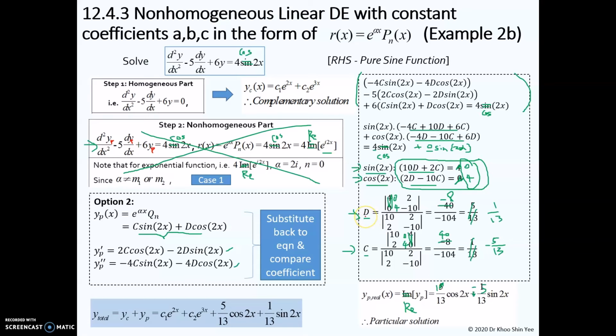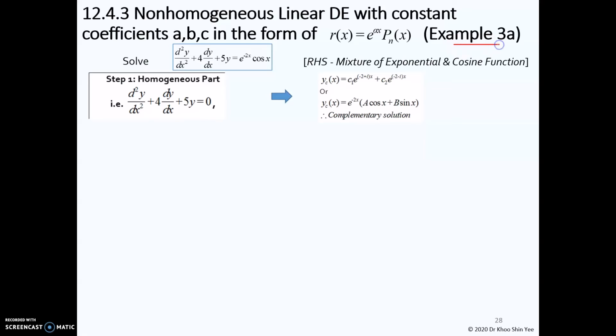So if you continue the calculation, you should obtain D equal to 1 over 13 and C equal to negative 5 over 13. So you substitute back inside the YP solution here, then you should obtain this result. Both trigonometric format or the exponential format should give you the same answer. We continue with the example 3a.